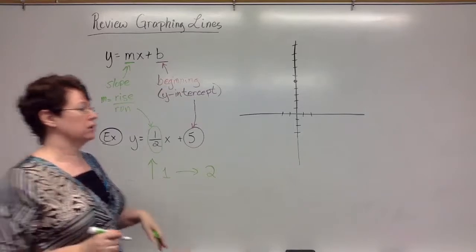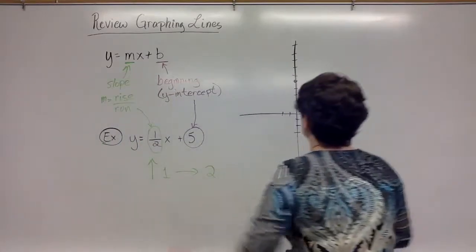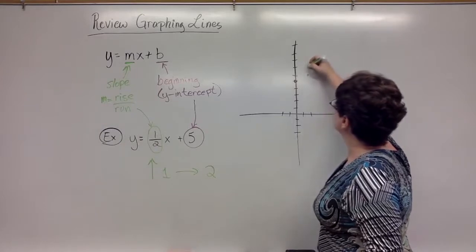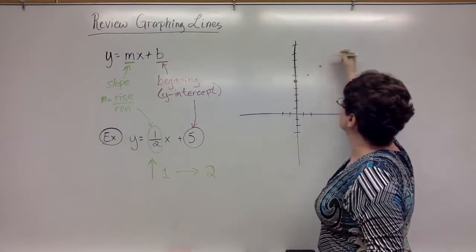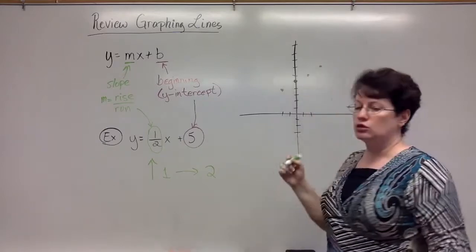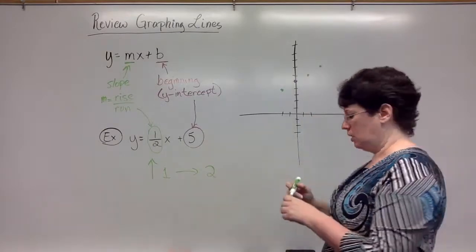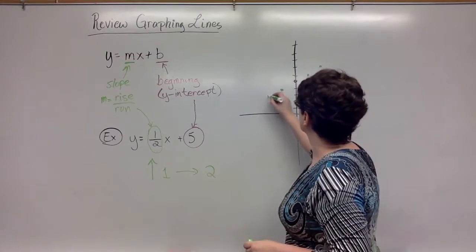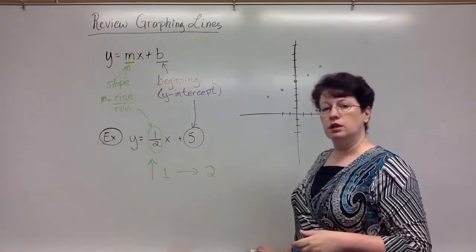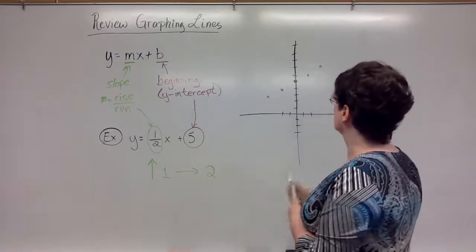We only change one of them, okay? So I'm going to go up 1 and to the right 2, and then up 1 and to the right 2. I can go down 1 and to the left 2 because I changed the direction of both of them. Change the sign of both of them. All right? This gives us a nice, pretty, straight line.